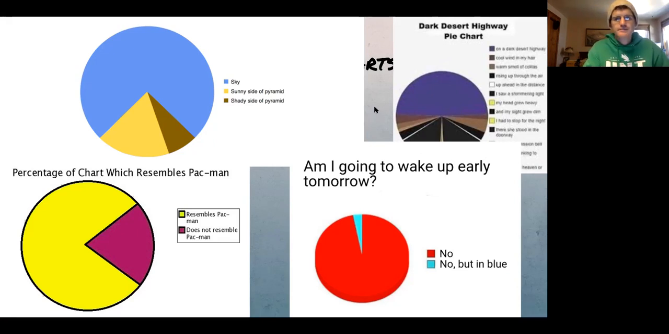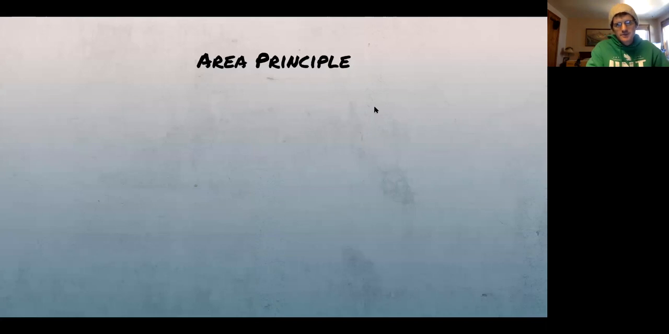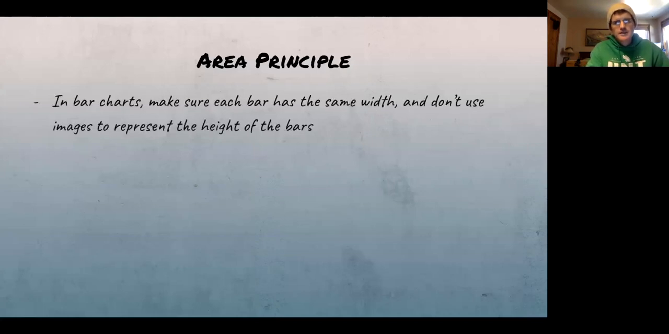All right, let's move ahead. The area principle. So in bar charts, it's really important. The idea is that the area of the bar for a particular category is proportional to its area compared to the population.